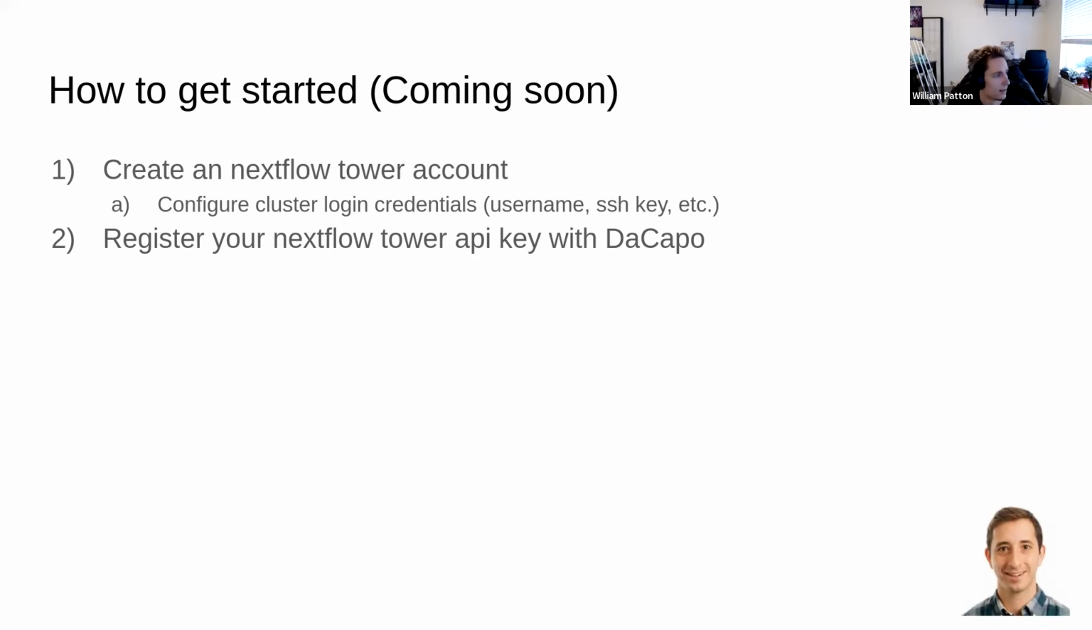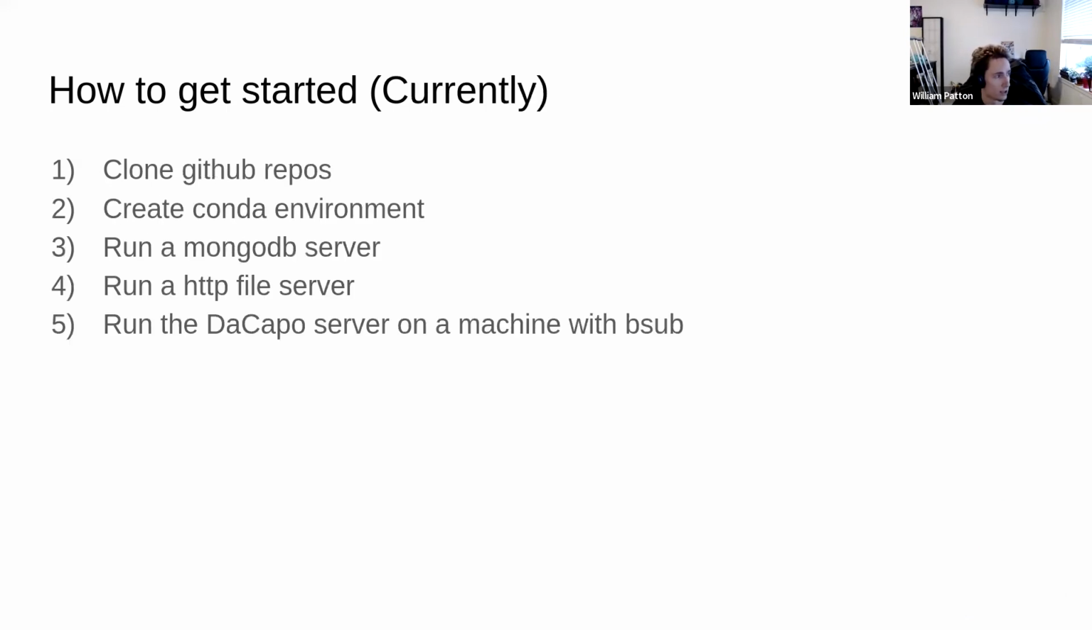Those 2, and then you have to store your Nextflow Tower API key with DeCapo, and then that should be it. You can log into DeCapo. You could see everybody else's configs, which would be a big advantage over doing it your own route, is you won't be sharing anything with anyone else.